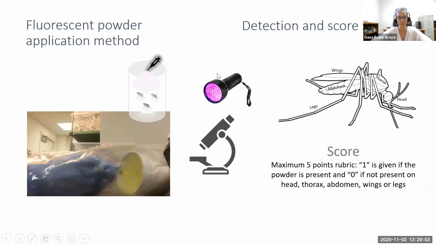So for all of the experiments, I used a very simple application method. I put the mosquitoes inside a paper cup, and then with a syringe, I placed the powder on top of them. Then I used different sources of UV light, mostly flashlights, and a microscope, compound or stereo, depending on the experiment. To have a more objective way of scoring the presence of the powder, I used a system of 5 maximum points. For example, if the mosquito has the powder on the legs and the wings, then it's a 2. If it is legs, wings, and abdomen, it's a 3, and so on.